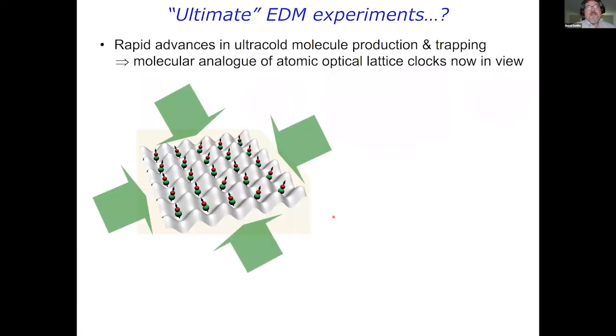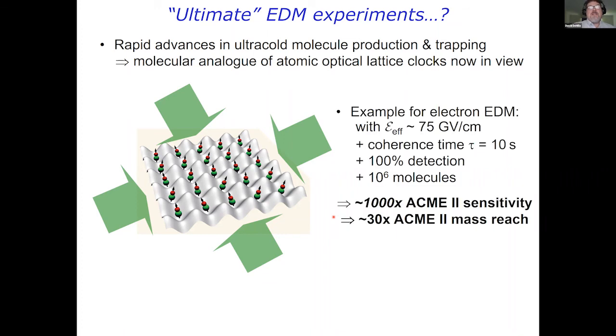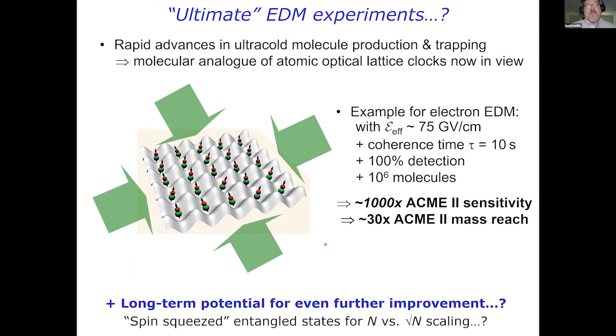So the promise of this, just to give you a sense of what one could imagine doing for an EDM experiment with molecules trapped in an optical lattice, if you take some optimistic but not crazy goals, such as a spin coherence time of 10 seconds, near unit detection efficiency, and 1 million molecules in a lattice, this would push you up to 1,000 or even 10,000 times the sensitivity of ACME, and therefore 30 or even 100 times the reach in masses. And one can even dream about applying some spin squeezing techniques to improve the sensitivity beyond the standard quantum limit.